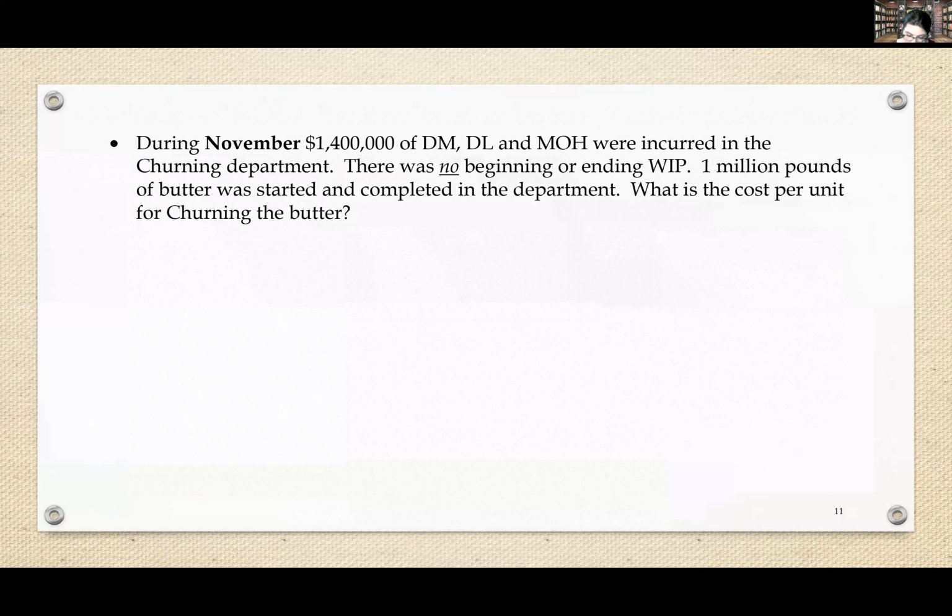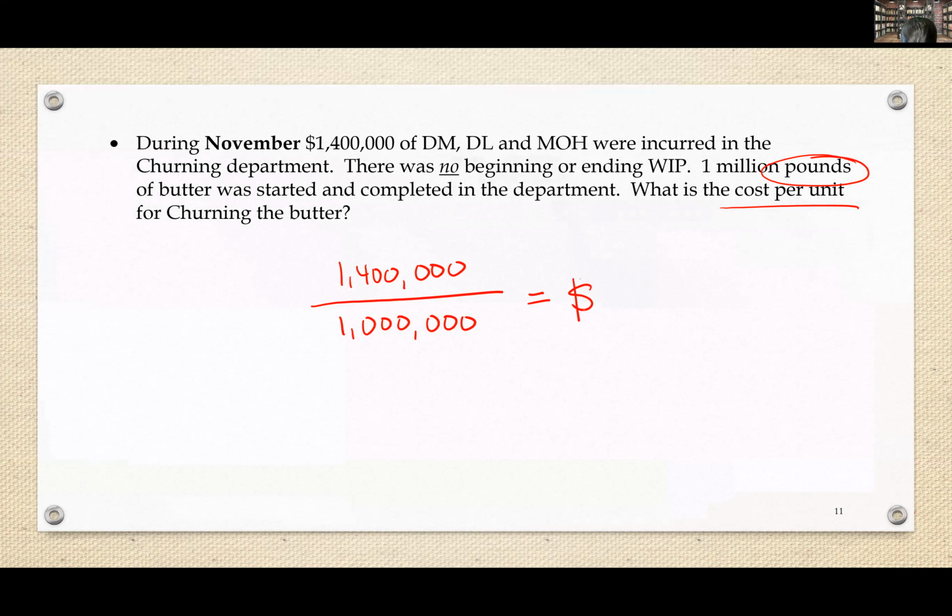So the question is, what is the cost per unit for churning the butter? Well, what is a unit here? We're going to say that a unit is pounds. And we see that we had 1,400,000 of cost, and we made 1 million pounds. So if we divide the cost by the total pounds, we see that it would have cost us $1.40 per unit, which is per pound. Okay. So it's simple when we only have one department and we have no beginning and no ending inventory.